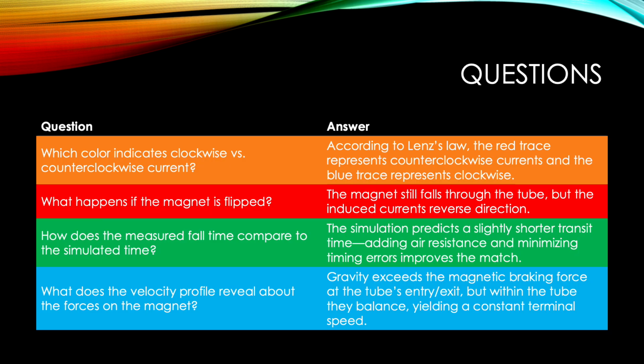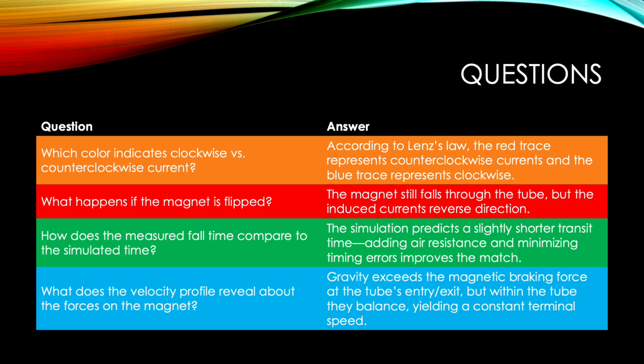We were told to answer some questions. Which color indicates clockwise versus counterclockwise current? According to Lenz's law, the red trace represents counterclockwise currents and the blue trace represents clockwise. What happens if the magnet is flipped? The magnet still falls through the tube, but the induced currents reverse direction.